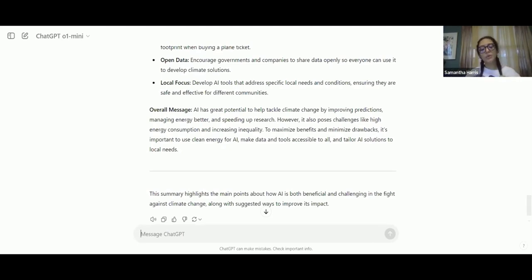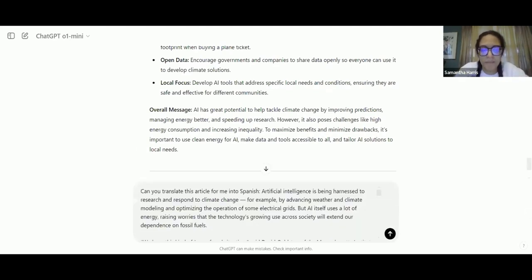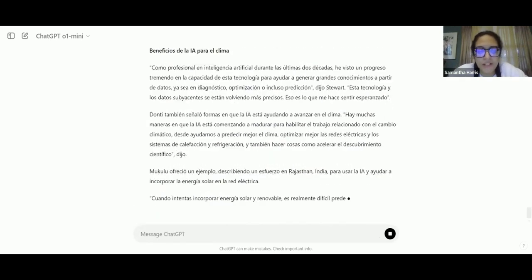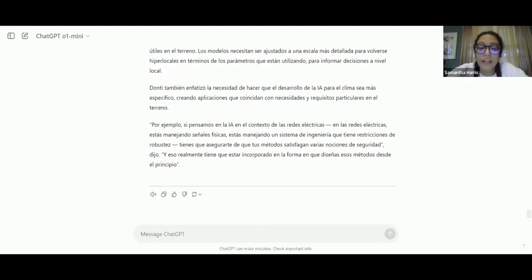Another thing it can do is actually translate. So if you have an article or something that you want to read, but it's in a different language, or you want to share it with somebody who speaks a different language, you can say, can you translate this article for me into Spanish? So I pasted the article again, and now it's going to think, and there we go. It's translated it into Spanish, and pretty quickly too.